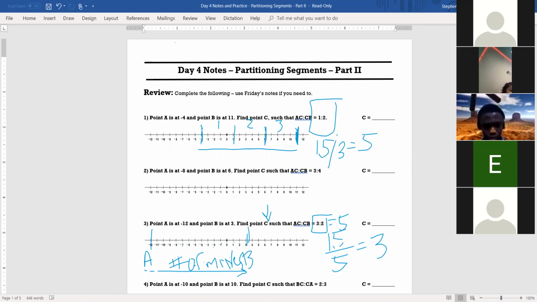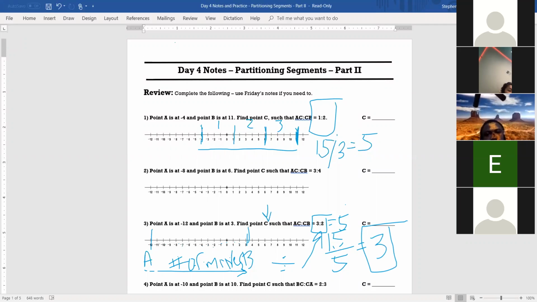And divide that by the number of partitions, which is 5. So take the number of moves that you go from A to B, divide it by the number of partitions, and that gives you the number of spaces, or the number of moves, to divide it evenly by 5.